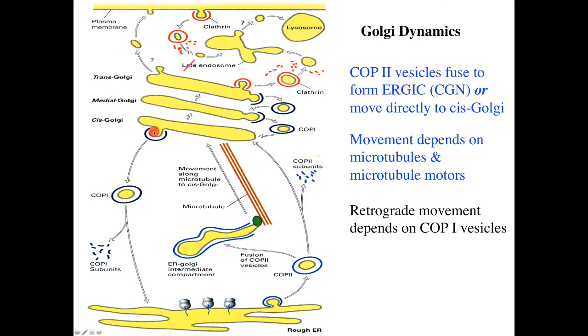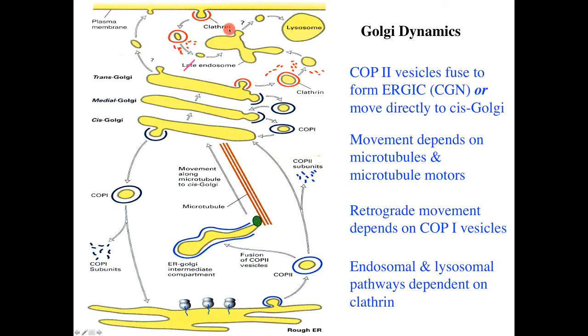Here, showing retrograde movement going in a reverse direction, COP1 coated vesicles forming, and here the retrograde movement with COP1 coming back through the various stacks of the Golgi, like so, or coming back from the Golgi all the way back to the ER, perhaps passing through the ER Golgi intermediate compartment on the way. That retrograde movement depends on COP1 vesicles.